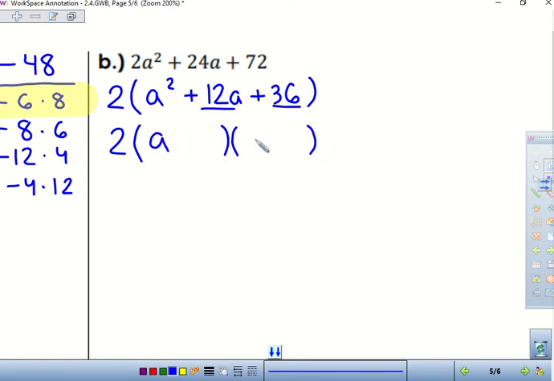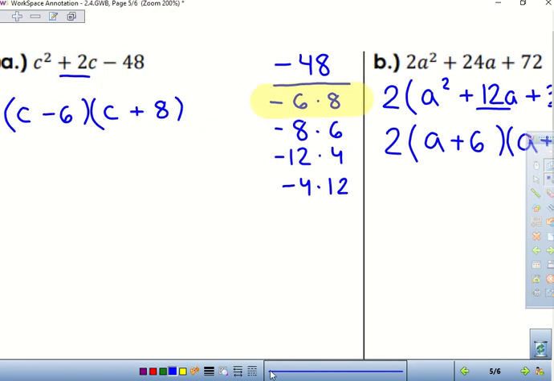Any ideas? 6 and 6. Good, because 6 times 6 is positive 36, and 6 plus 6 is positive 12. So sometimes you don't have to write them out if it's simple enough that you can do it in your head. Does that make sense to everybody? Okay.